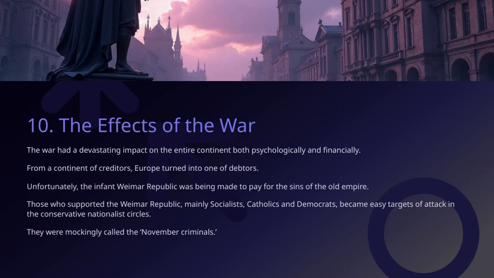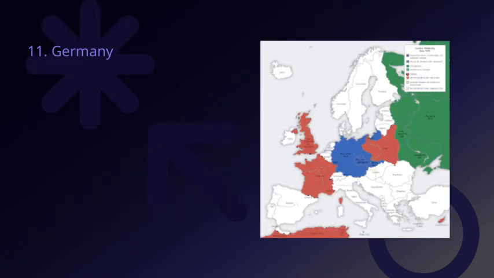So, in understanding these effects, we see how the war's aftermath created deep divisions and set the stage for many of the conflicts that followed. The war's impact wasn't just about the destruction, but also about how it reshaped national identities and political sentiments across the continent. Let's take a closer look at Germany.